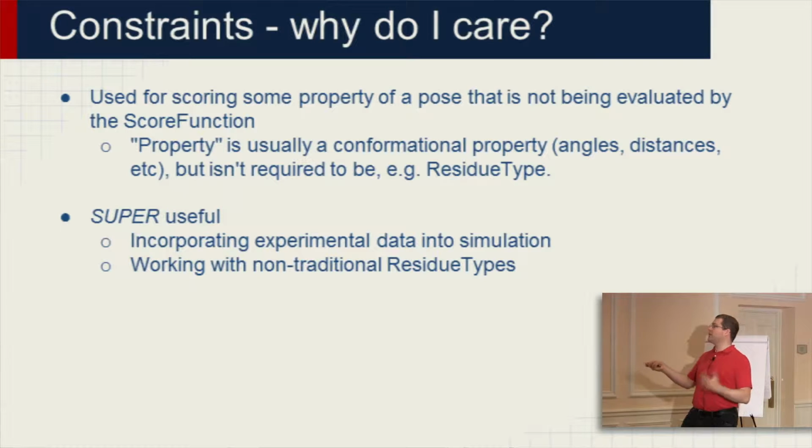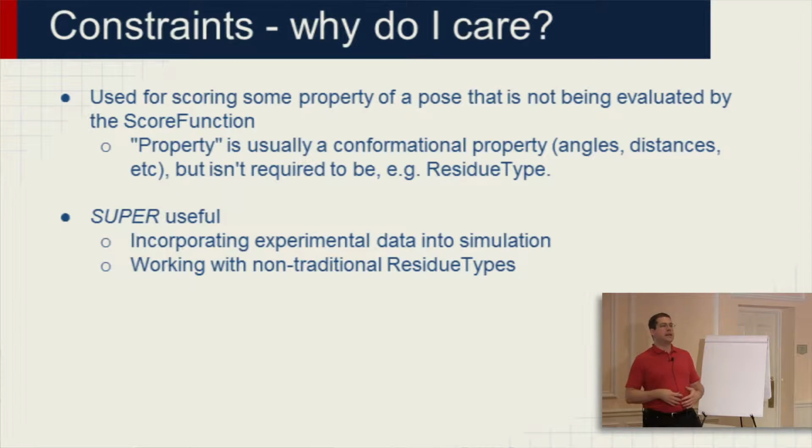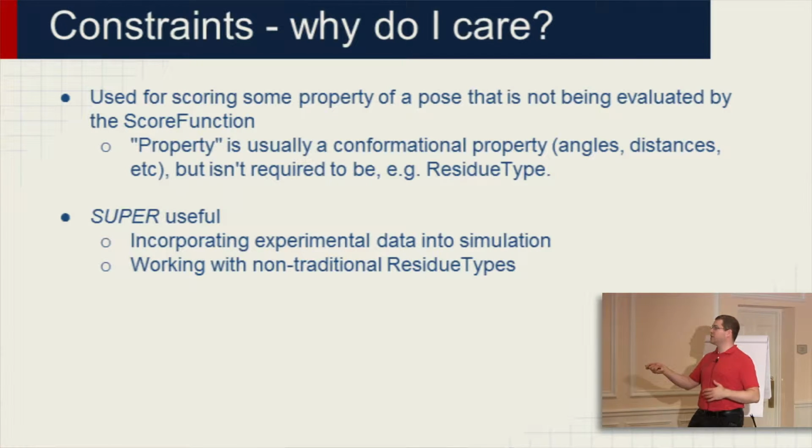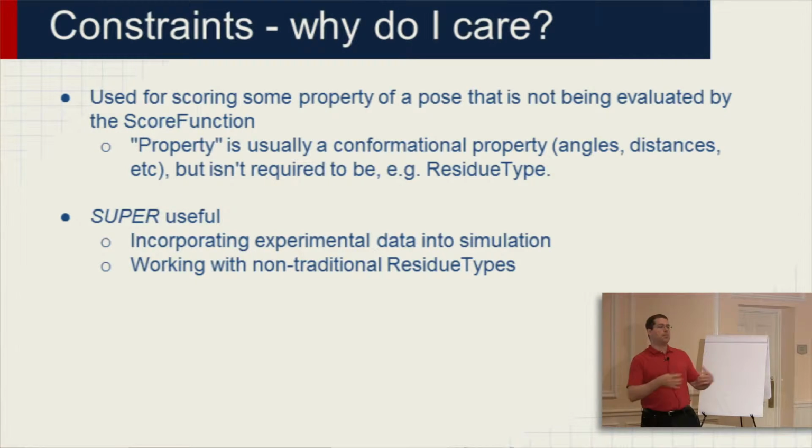So constraints are used for scoring some property of a pose that's not being evaluated by a score function, and usually this is some sort of conformational property: angles, distances, etc. But the constraint system in Rosetta is very flexible, so it doesn't have to be these geometric properties. You can have other sorts of things like residue types. So you can constrain on residue types and say, I prefer this residue type at this position, and have an energy bonus for that. And as I mentioned, incorporating experimental data into simulation can greatly help reduce your search space and make it much easier to find good results than an unrestricted search does.